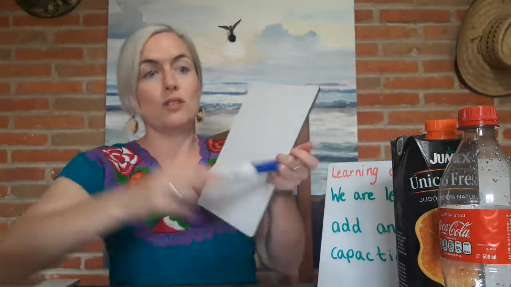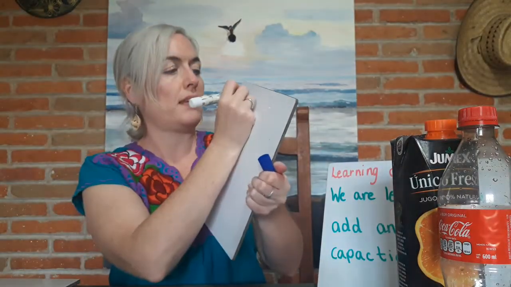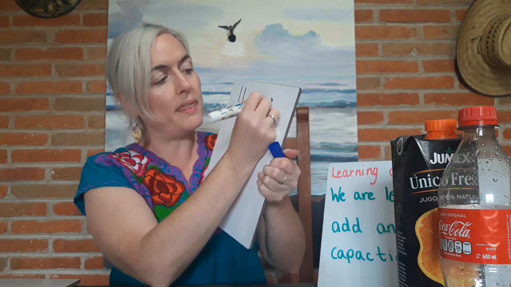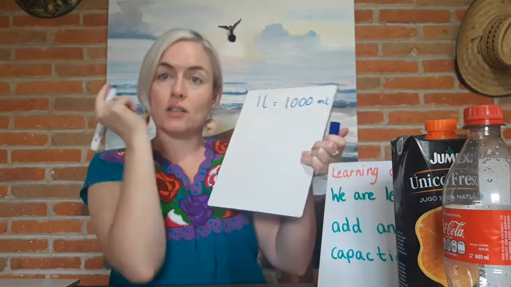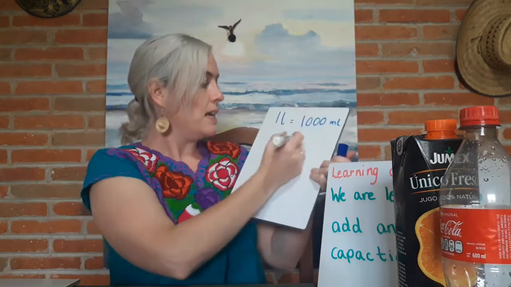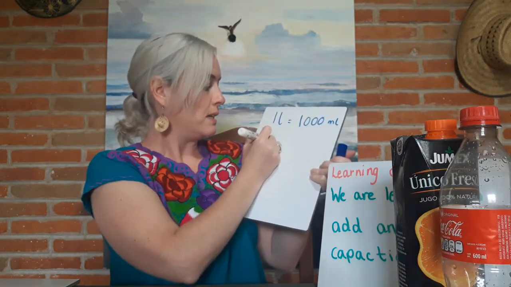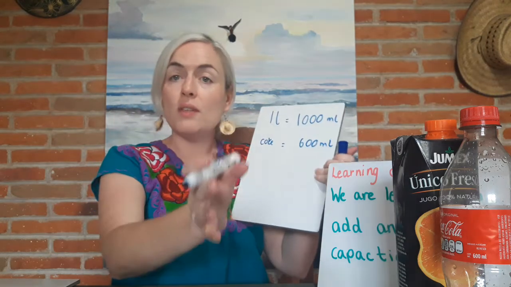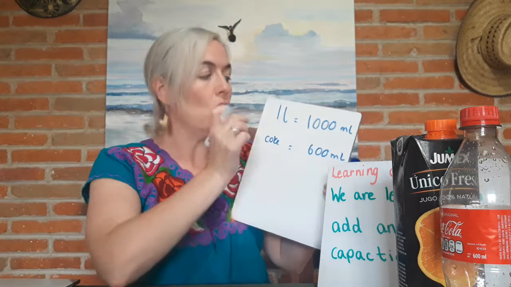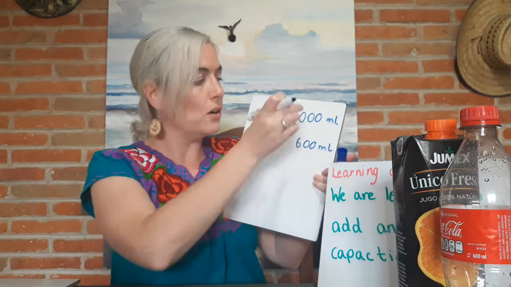So we know again that my carton of orange juice is 1 litre, and we know that that equals 1,000 milliliters. And we know my bottle of Coke is 600 milliliters, okay? So my Coke equals 600 milliliters. We want to know the difference, so we know we're going to subtract. You always subtract the smaller from the bigger.